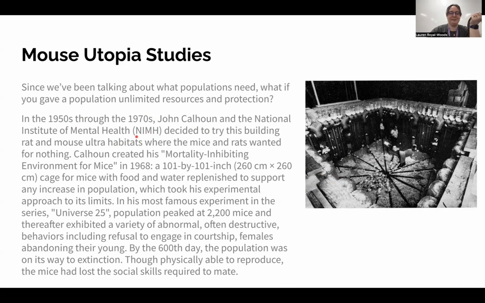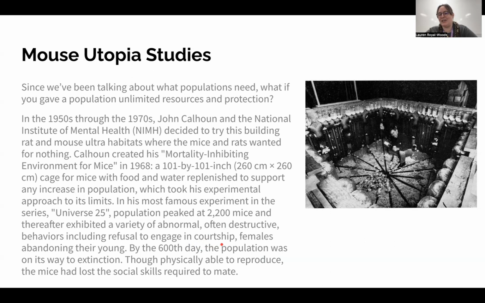So, tip off. Now, what he did is he would basically let the universe go. His most famous experiment was with mice, and it was called Universe 25. He threw in, I think it was about 20 mice to start with, and the population peaked at 2,200 mice. Their society and behaviors started to break down because they didn't have to compete for food or water. There was no competition. There was no survival. So it got really weird, including courtship breaking down between the males and the females.